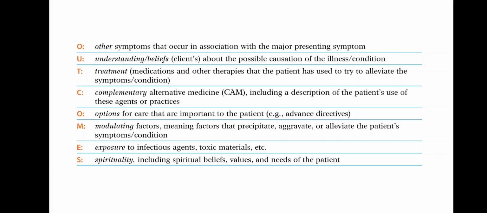O is options for care that are important to the patient. M is modulating factors, meaning factors that precipitate, aggravate, or alleviate the patient's symptoms or condition. E is exposure to infectious agents or toxic materials. S is spirituality, including spiritual beliefs, values, and needs of the patient.